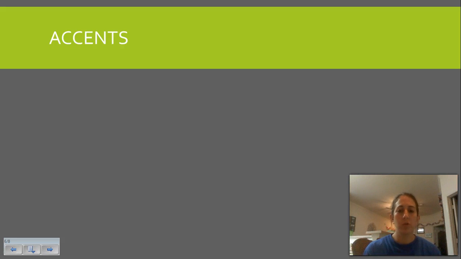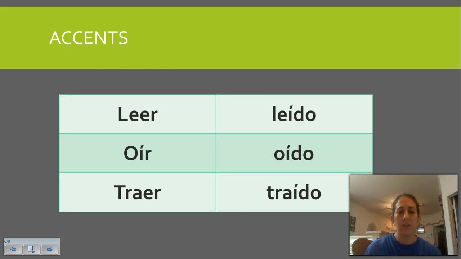I'm going to add on a couple of past participles that we haven't talked about yet. Something very slight, not a big deal. We've got 3 verbs that add an accent to their past participle. Leído would be read. Oído would be heard. Traído would be brought. And those are your past participles that have accents in them. Easy enough. Easy peasy, lemon squeezy.